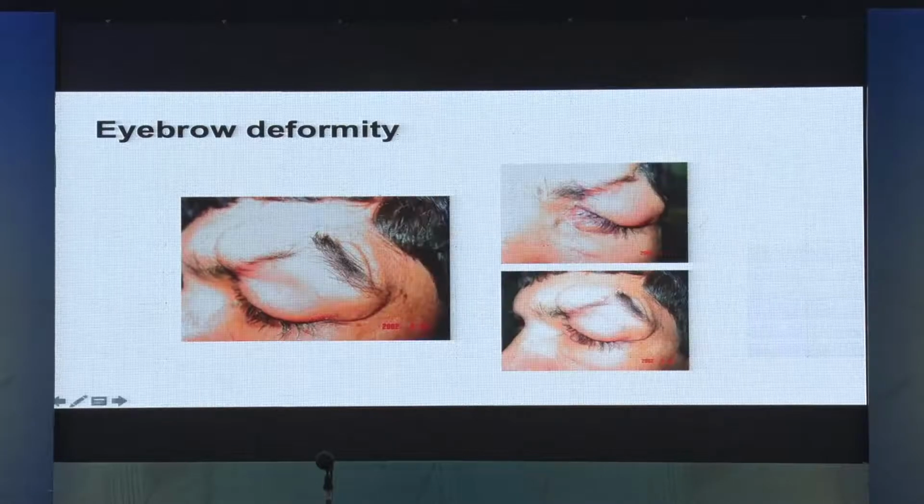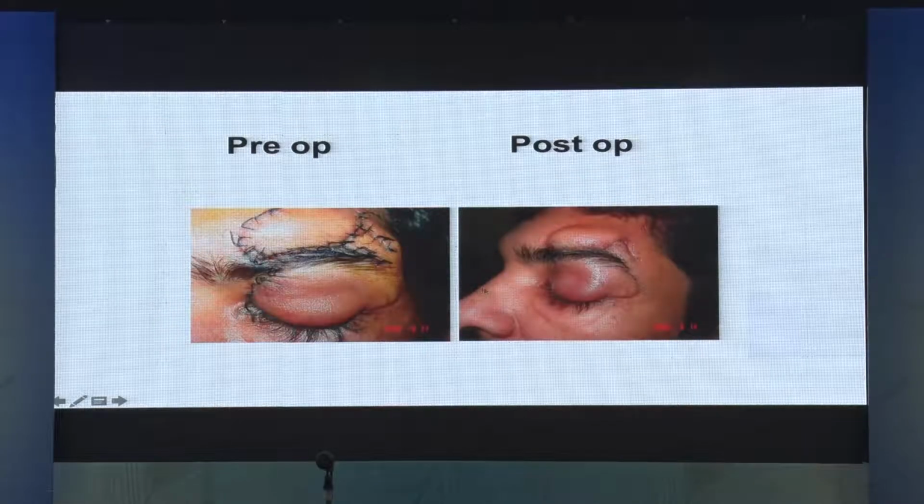Eyebrow malpositions result from misalignments at the primary surgery or a wound that was not aligned. And these can be corrected by opening up the wounds and closing the wound in its appropriate position as the lymphedema settles and the eyebrow settles in nicely.